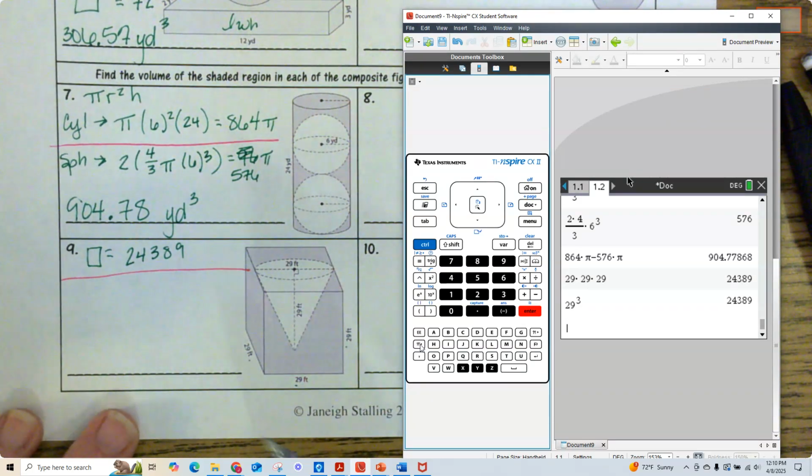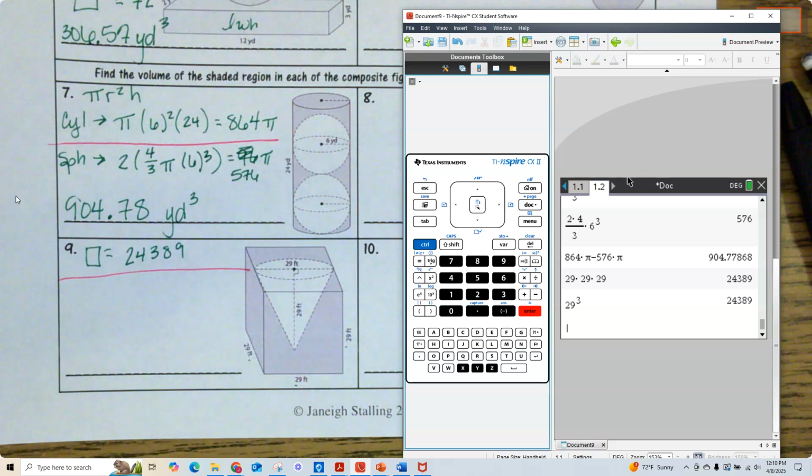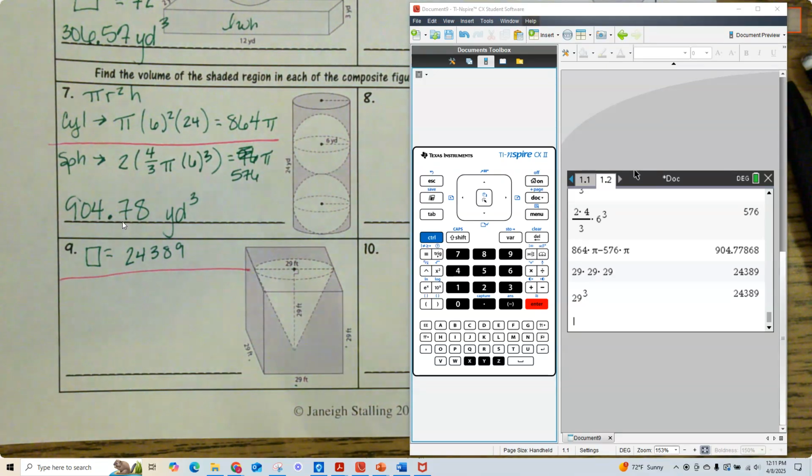We've got to subtract this cone. Pardon the interruption. All right. And heading to testing rooms. These phones are getting really old really quick.